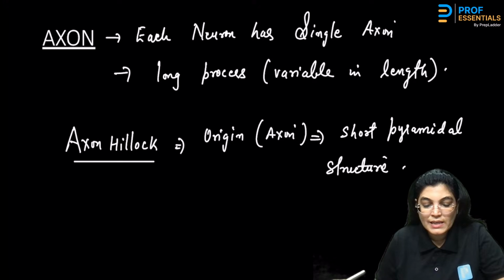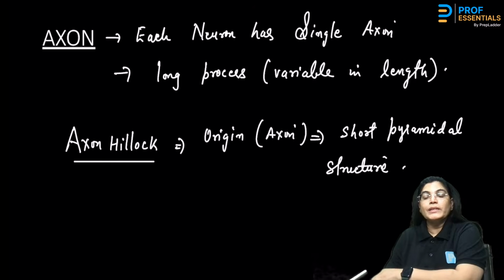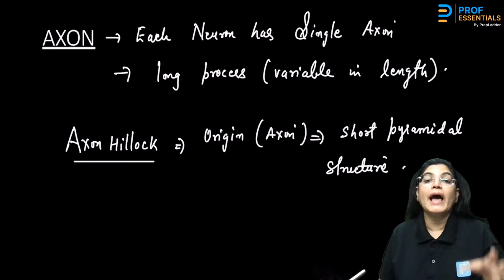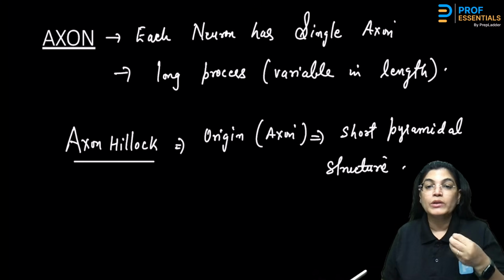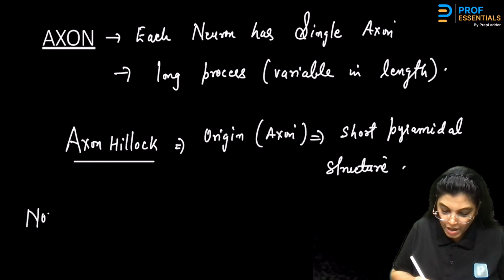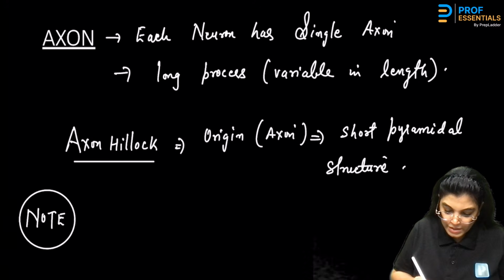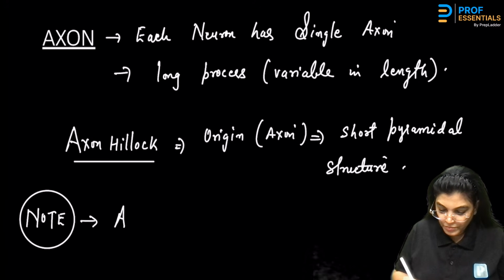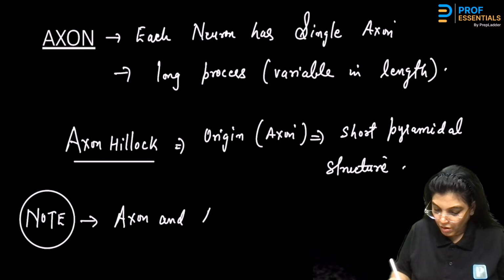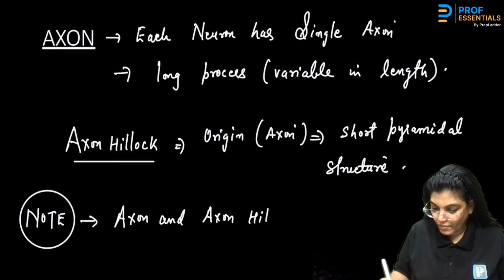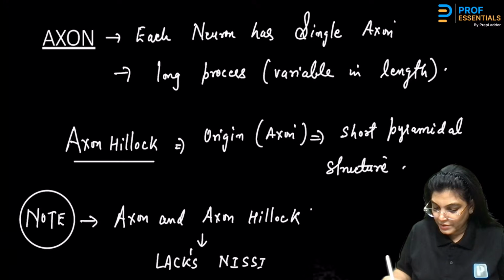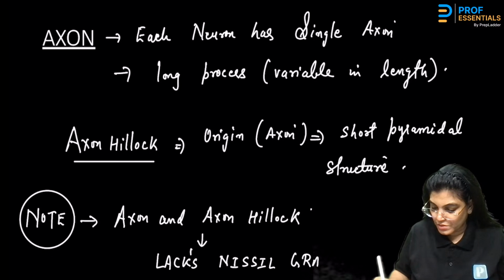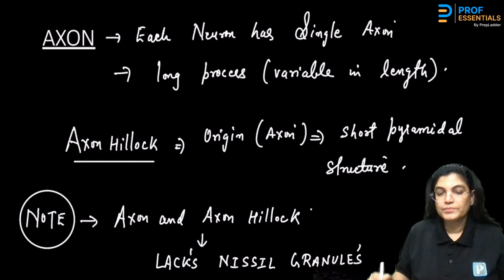One more important point which you already know: both the axon and the axon hillock do not have Nissl granules. This is a note point which I am repeating because it will be asked in your viva examination. So please write down: axon and axon hillock do not have Nissl granules or substance.